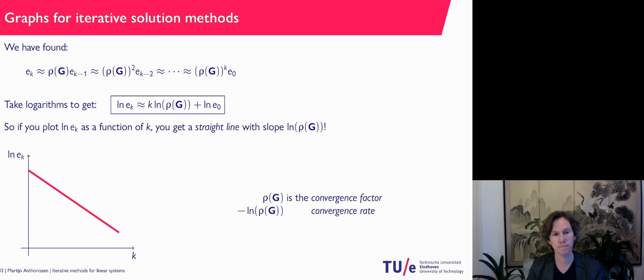And so what you get is a straight line, and ln of rho G is the slope. Now, of course, the line is going down, so the slope is negative. So minus this number is defined as the convergence rate, and the spectral radius itself is defined as the convergence factor.